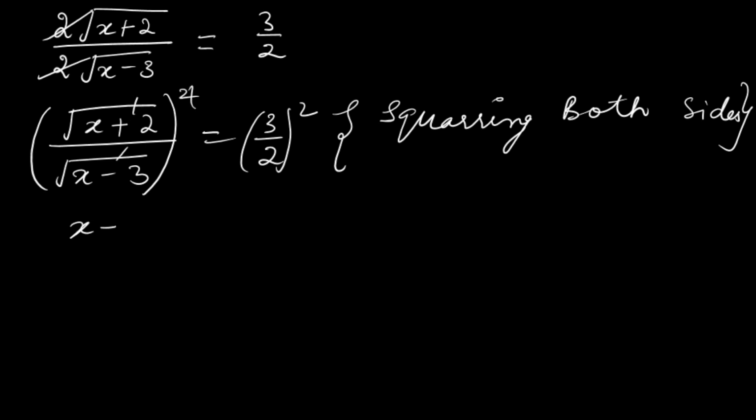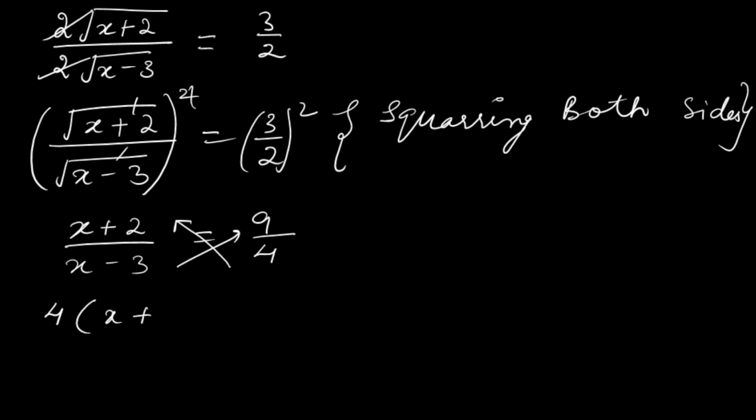So this side I'll get (x plus 2) by (x minus 3). Other side will get 9 by 4. From here, further if you want, you can again apply componendo and dividendo, because still a fraction is there. If you don't want, you can do cross multiplication directly from this step. But further if you want, you can still do componendo and dividendo. I'm just going to do it by cross multiplication.